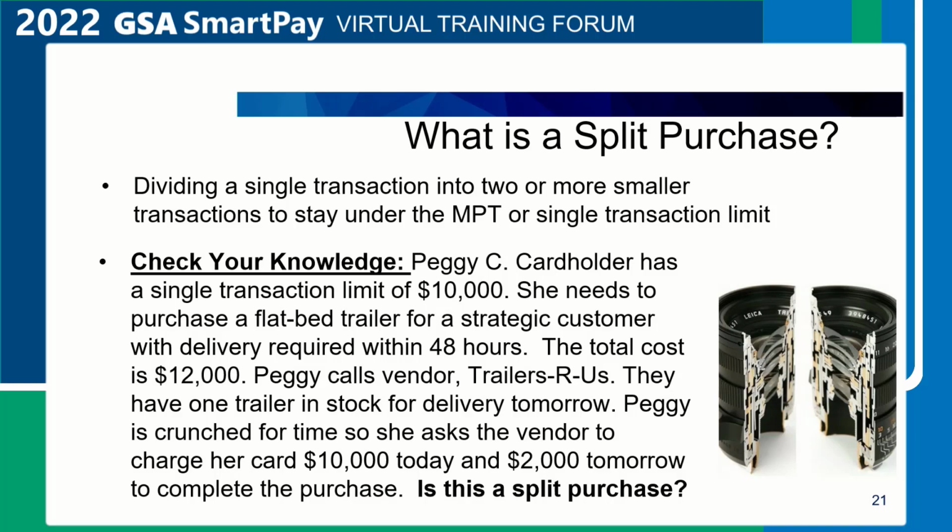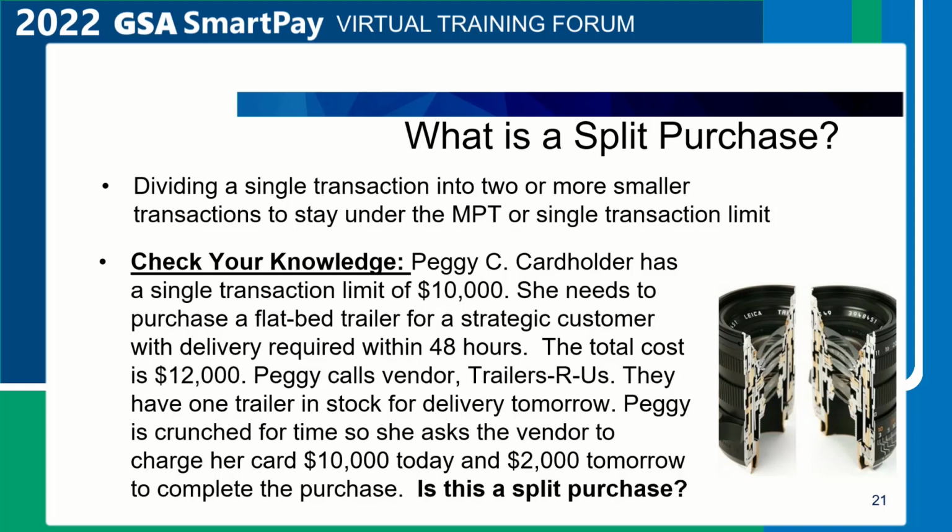Peggy C., a cardholder, has a single transaction limit of $10,000. She needs to purchase a flatbed trailer for a strategic customer with a delivery required within 48 hours. The total cost is $12,000. Peggy calls the vendor, Trailers R Us. They've got a trailer in stock and they can deliver it tomorrow. So Peggy is crunched for time.